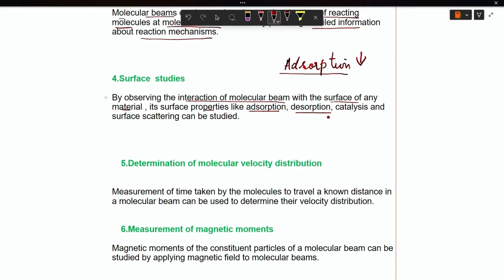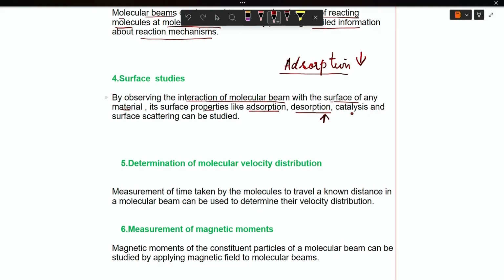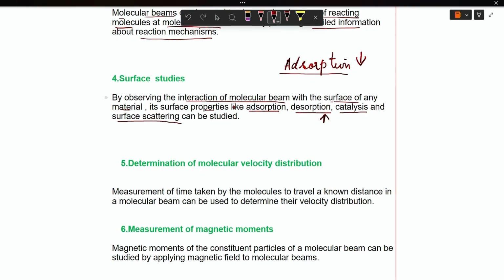Adsorption means there is addition or accumulation at the surface. Desorption is the opposite of adsorption, that is, it leaves the surface. Catalysis also is a surface property. The reaction taking place, mostly though not in all cases, in a solid catalyst is a surface reaction, so you can study the mechanism of catalysis. Another factor is surface scattering. All these surface studies can be done with the help of molecular beams.